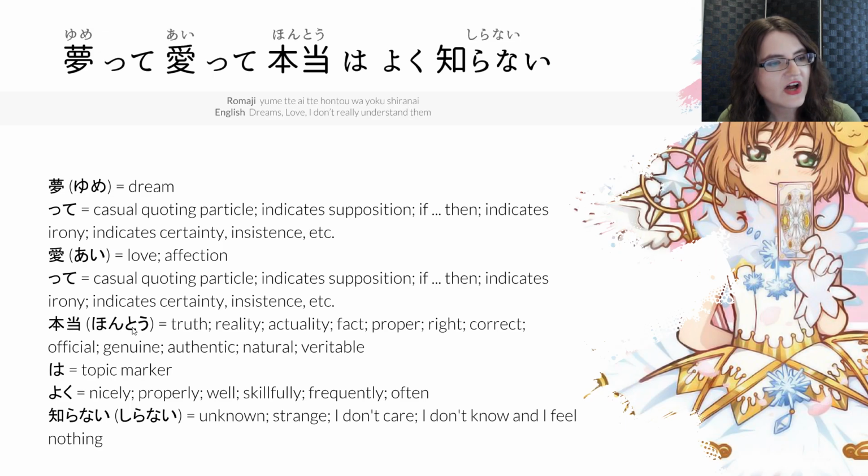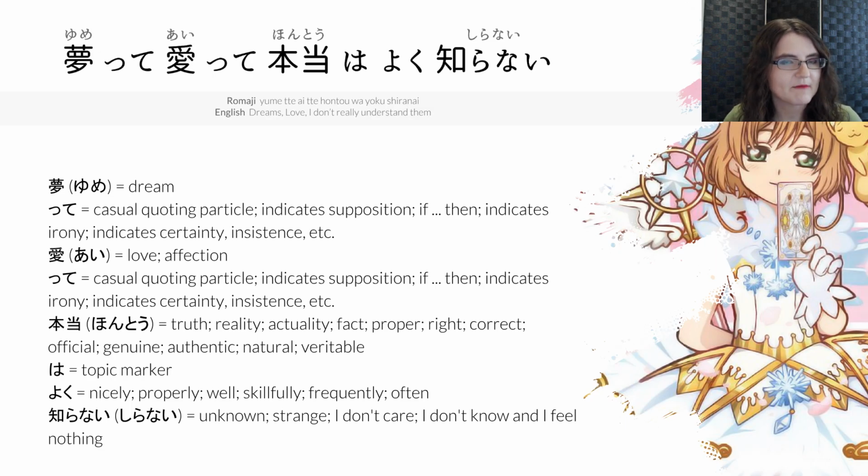Hontou is truth or really, and then wa makes that the topic marker. And then yoku is like well or skillfully, like a lot. And then shiranai here is unknown, like I don't know or I don't understand.